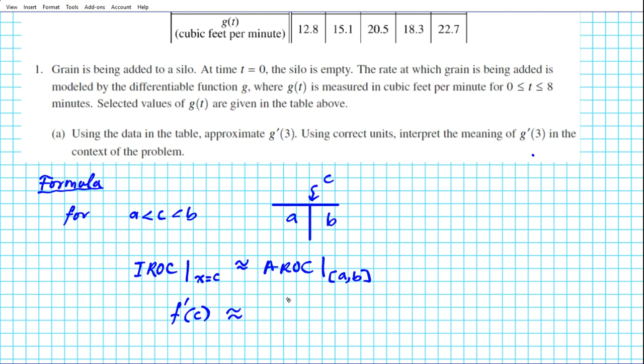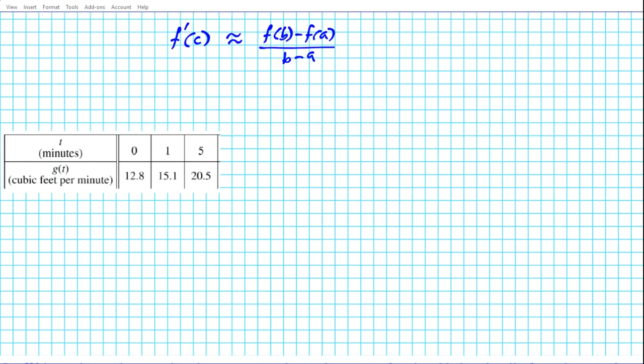The average rate of change formula is basically the slope of the secant line. Remember the formula y2 minus y1 over x2 minus x1? Well, that's exactly what it is. So it's f of b minus f of a divided by b minus a. So this is the formula that we're going to be using for this problem. Alright, so let's go ahead and solve the problem. So the solution to the problem is as follows.